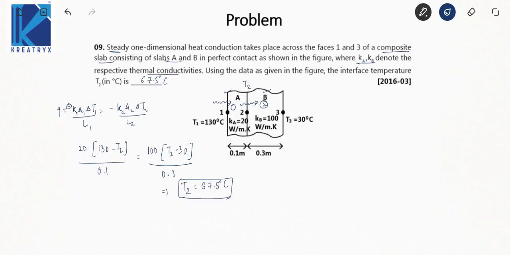67.5 degrees Celsius. So you see that if your basics are clear, you can attempt most of the questions of GATE. But the point is your basics should be crystal clear.